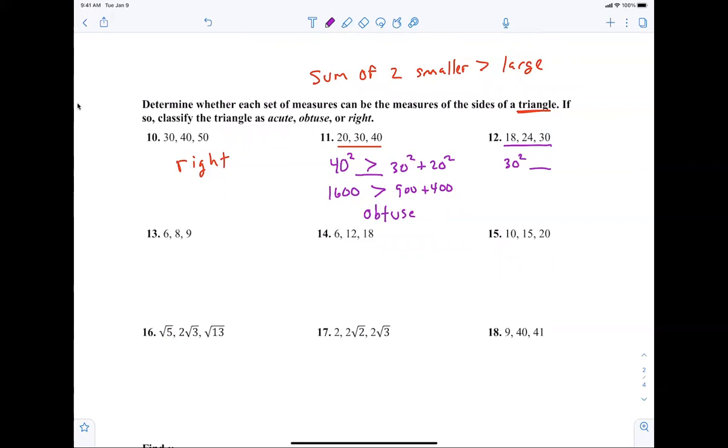Oh, 6. Yeah, that's brilliant. So this could be 6 times 3, 4, 5. There you go, thank you. I don't feel like doing the work. That was automatically a right triangle because he recognized the triples.